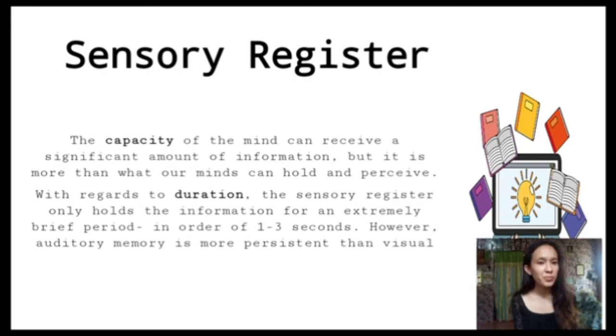The capacity of the mind can receive a significant amount of information, but it is more than what our minds can hold and perceive. This means that our mind has the capacity to store information, but it can do more in holding and perceiving information. With regards to duration, the sensory register only holds the information for an extremely brief period, in the order of 1 to 3 seconds.